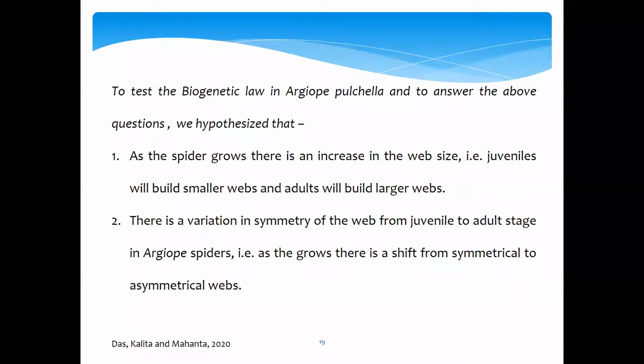To test the biogenetic law in Argiope pulchella and to answer the above question, we hypothesize that as the spider grows, there is an increase in web size. That is, the juveniles will build smaller webs and the adults will build larger webs. So this can be considered a general hypothesis. So is this true?